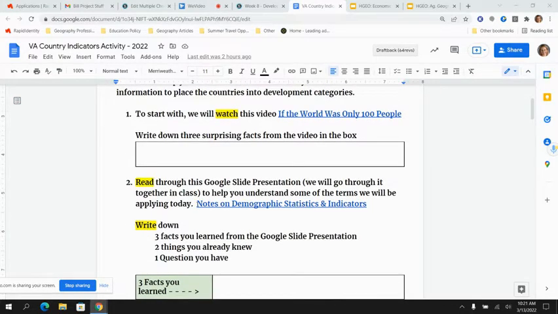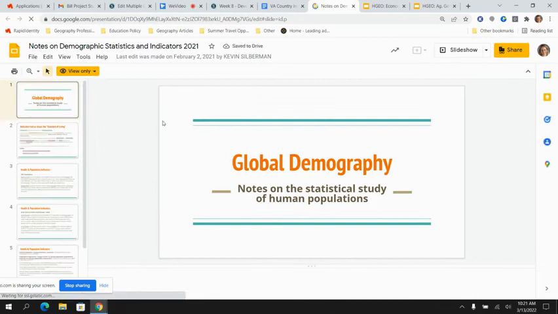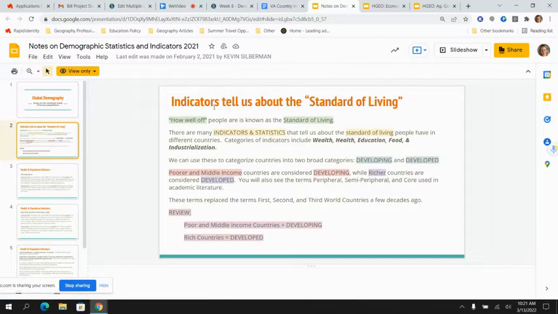Then you are going to open up these notes on demographic statistics, and this is going to give you a lot of the content, so you're just going to read through it. But indicators, we oftentimes call these statistics indicators. So an indicator is going to tell us about the standard of living, and how well off people are is known as the standard of living that people have. And there are many indicators and statistics that tell us about the standard of living, and oftentimes the categories and indicators include wealth, health, education, food, and industrialization.